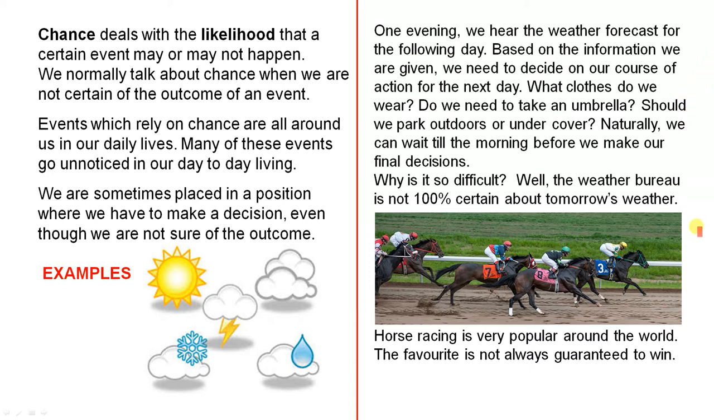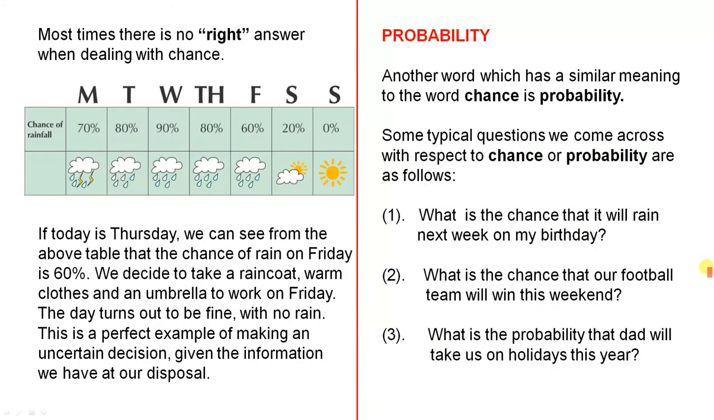Another example which involves chance is horse racing. Horse racing is very popular around the world. The favourite is not always guaranteed to win, and the reason for that is there are many other horses in the race. Most times there is no right answer when dealing with chance.